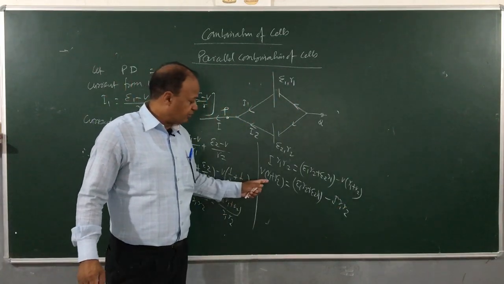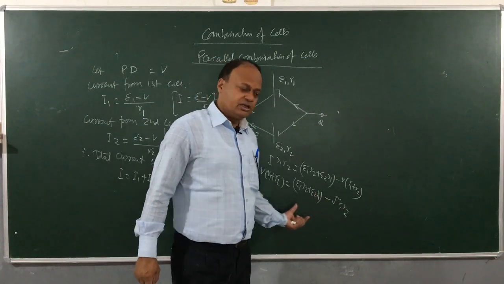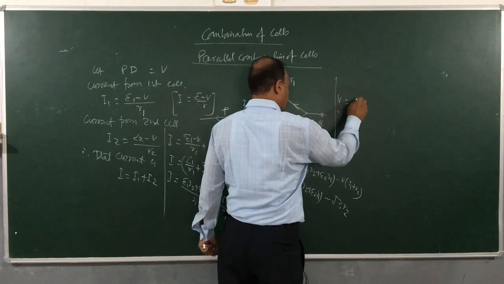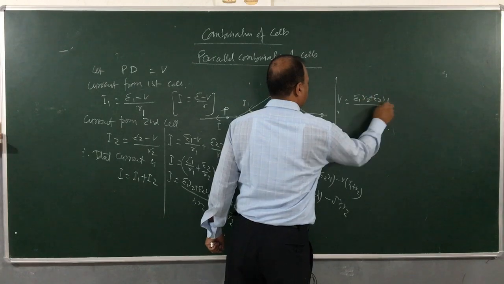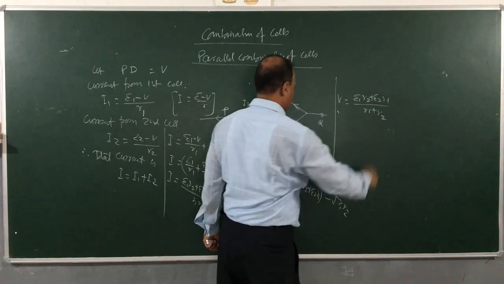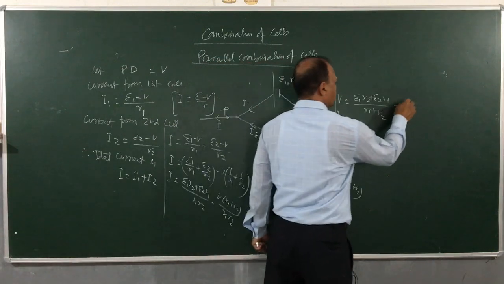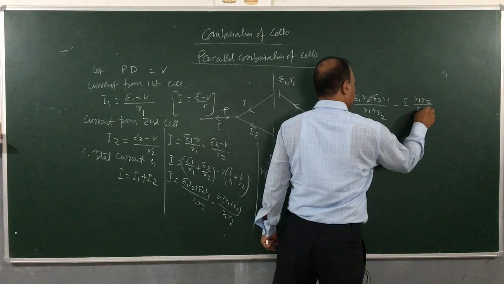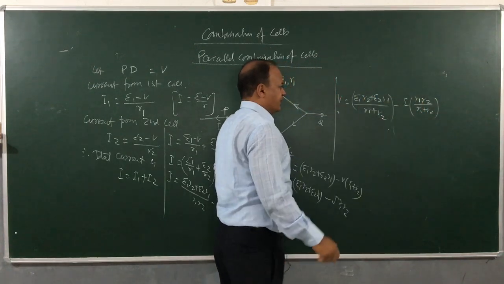I got V into (R1 plus R2) is equal to E1 R2 plus E2 R1 minus I into R1 R2. We will solve this equation for V. Then V becomes, children, (E1 R2 plus E2 R1) divided by (R1 plus R2). Yes, I am dividing by R1 plus R2 on both sides, and then here we get minus I into R1 R2 divided by R1 plus R2. So let's enclose it in brackets.